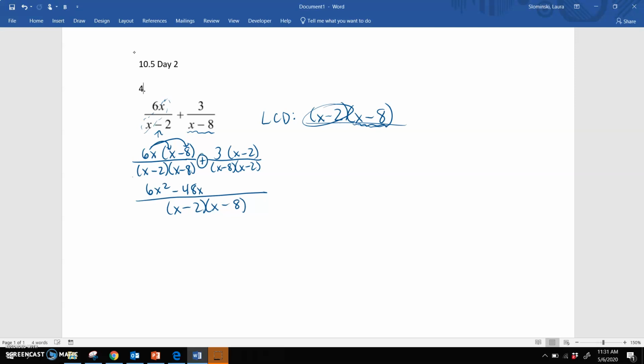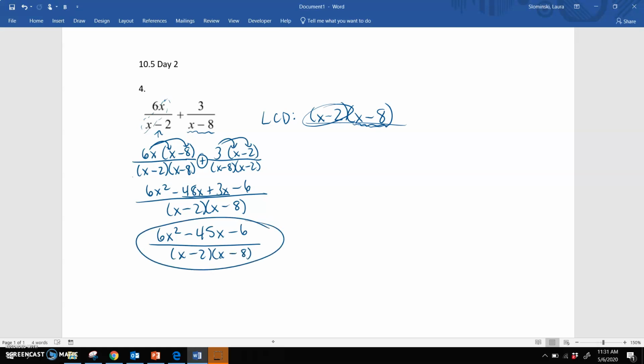I always prefer addition to subtraction because I don't have to worry about distributing a negative. So I just distribute my 3x. I get plus 3x minus 6. So I don't need to put that one in parentheses like I would if it was subtraction. Last but not least, I combine like terms. I just have the 6x squared, but now I have minus 45x minus 6 over x minus 2 times x minus 8. That's my final answer.